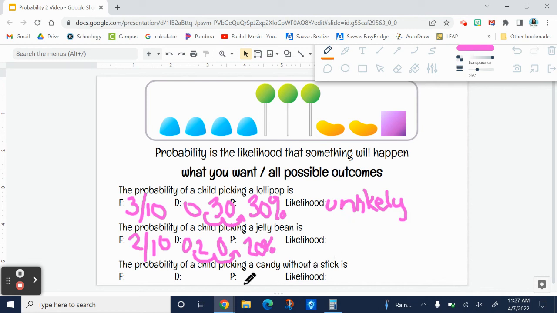How about the probability of a child picking a candy without a stick? The lollipops have sticks, so the gumdrops, the jelly beans, and the Starburst do not have a stick. So 4, 5, 6, 7. 7 of the 10 candies, whoops, I forgot my fraction bar, do not have a stick. If I do 7 divided by 10, I get 7/10. And then I'm going to move the decimal 2 to the right. That would make 70%. That's more than 50%, so that's going to be likely.